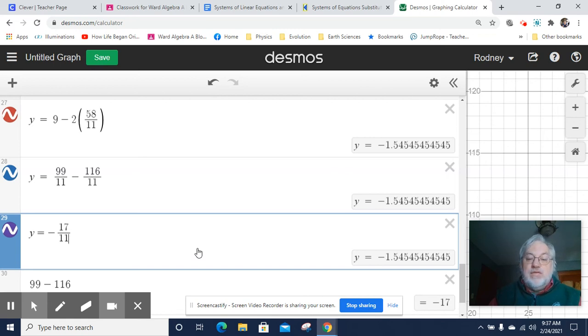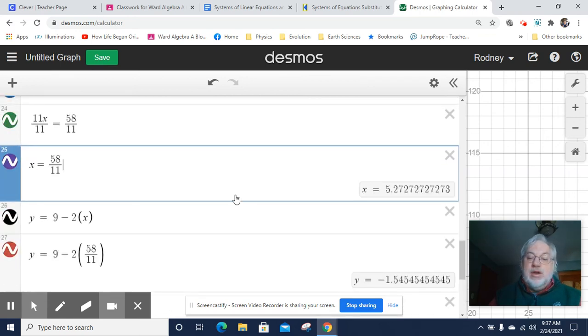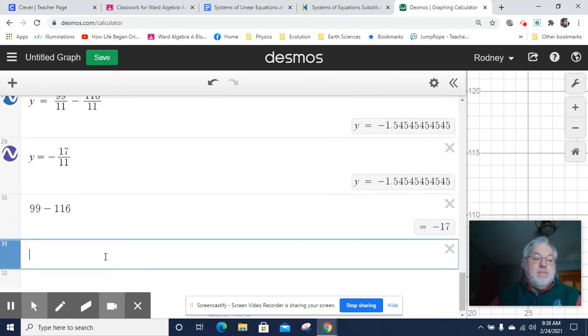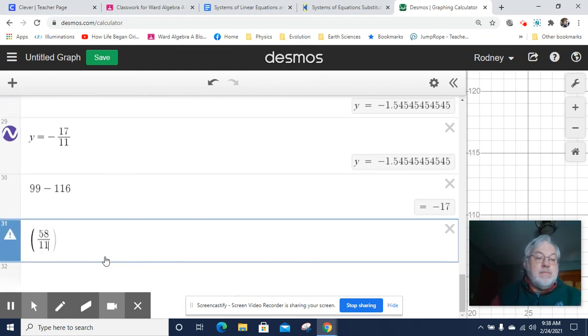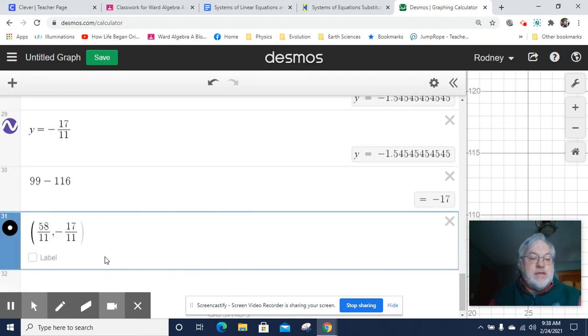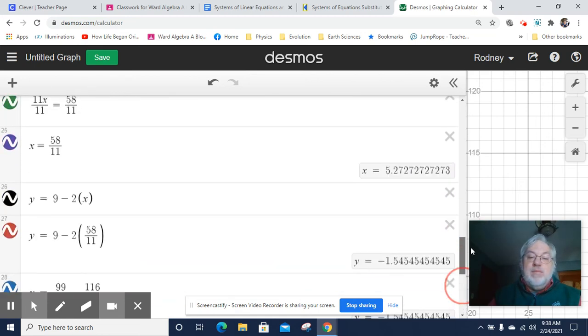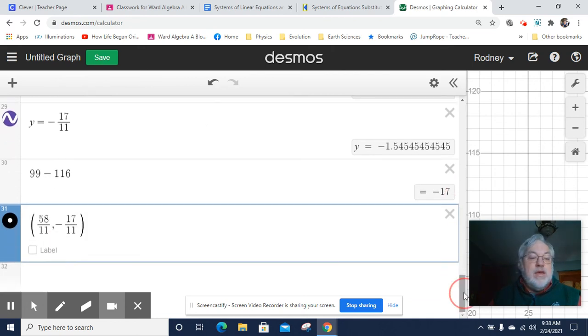And now I have a solution for my system. So I figured out what y is, and I figured out what x was. So I can put it all together, and I'm putting it all together down here. I've got a point at 58 over 11, comma, negative 17 over 11. Notice the denominators both ended up being the same. You'll see off here, it's giving me a repeating decimal thing. I wouldn't bother with that. I would just use the improper fractions that we just came up with for the solution.